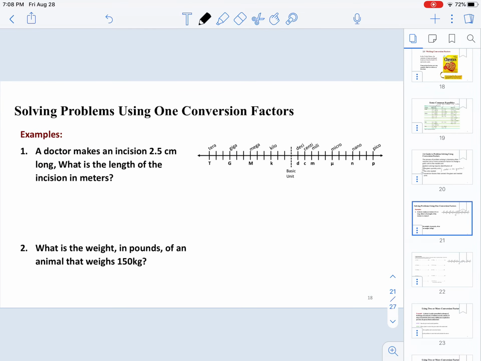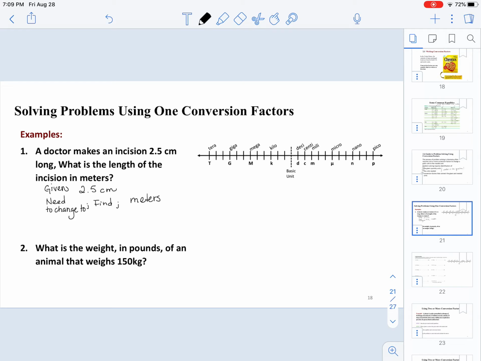Now we're going to proceed to look at examples in order for us to practice on how to solve these. So here we have 2 examples, okay? Now, in example number 1, as you can see, the problem states a doctor makes an incision 2.5 centimeters long. What is the length of the incision in meters? So I need to write down what is given, which is 2.5 centimeters. What I need to change to, in other words, what I need to find, so the unit that I need to find in this case is going to be meters, okay?